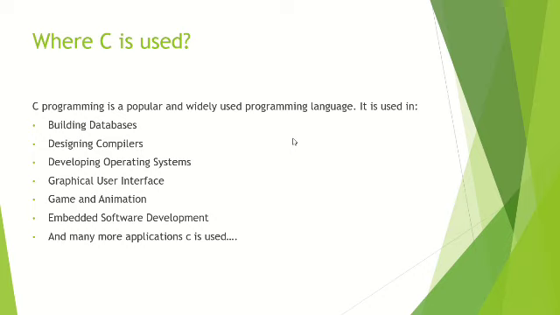Building a database means programs can use C to build database management systems, which are software to organize, store, retrieve, and manipulate data. Designing compilers: a compiler is a program that translates source code written in a programming language into machine code that can be executed by a computer. Developing operating systems: an operating system is a software program that acts as a bridge between the hardware and software of a computer.